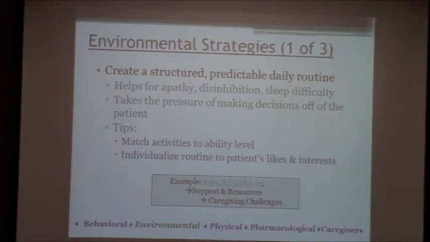Here are some tips. Match activities to the person's abilities. They may have been able to go on walks 6 months ago. Now they aren't able to do that, but you might find a knitting activity or an activity that matches their physical function or their capacity. And individualize the routine to the patient's likes and interests. Our patients get fatigued. Before, they used to be up at 6 a.m. Now they sleep till 10. That's okay. So help to readapt a routine around what is supportive to them.